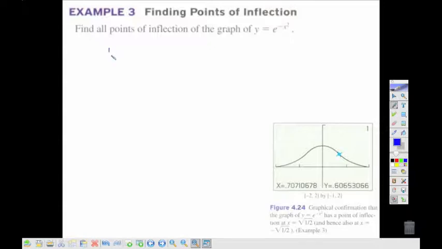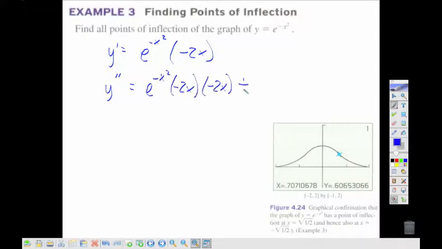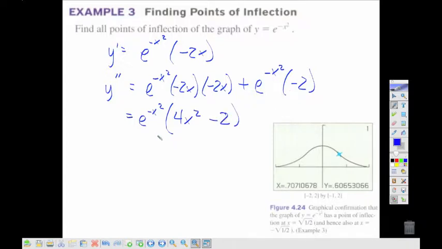If we have y equals e to the negative x squared, take our first derivative. So that would be e to the negative x squared, but times the derivative of that exponent. And then for our second derivative, we would need to use the product rule. So the derivative of the first times the second plus the first times the derivative of the second. Again, notice that this e to the negative x squared is going to factor out, leaving us with 4x squared minus 2.